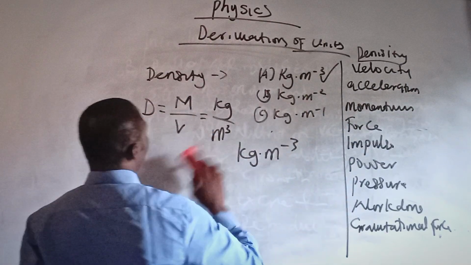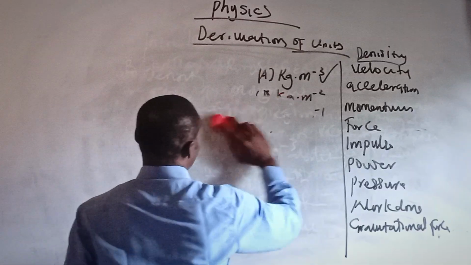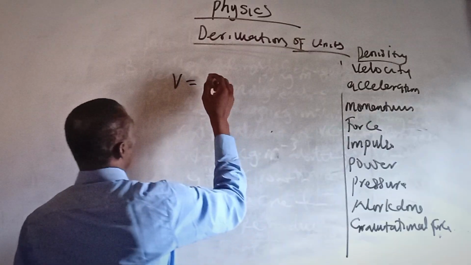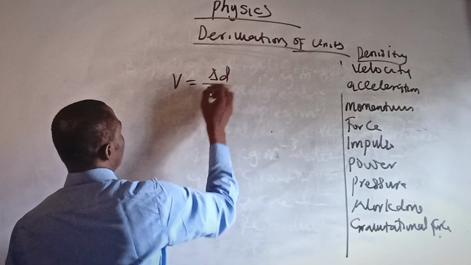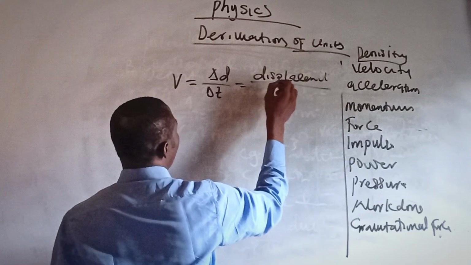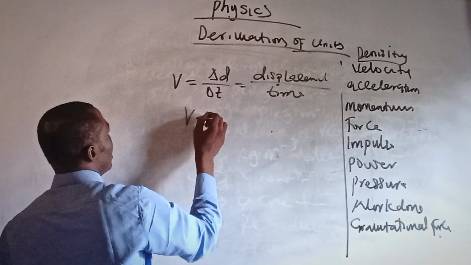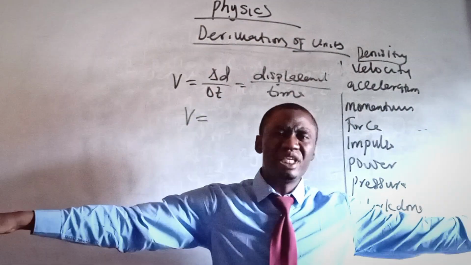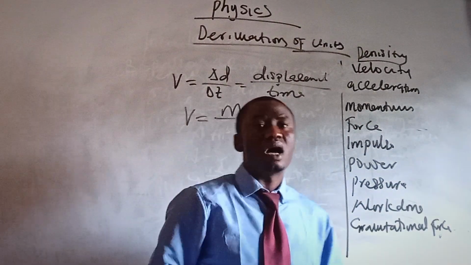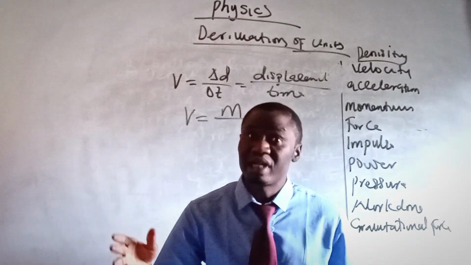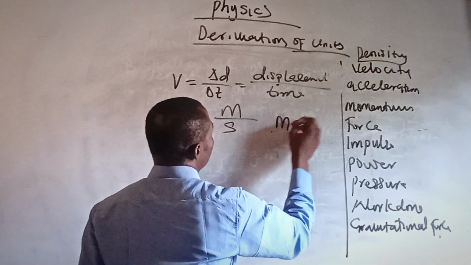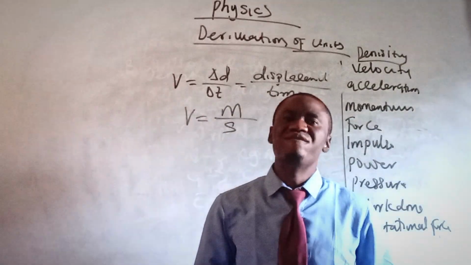What's the unit of velocity? Velocity is equal to change in distance over change in time, which is displacement over time taken. So V is equal to displacement, which is in meters, over time, which is in seconds. When you divide meter by second, it gives you meter per second. So this is the unit for velocity.